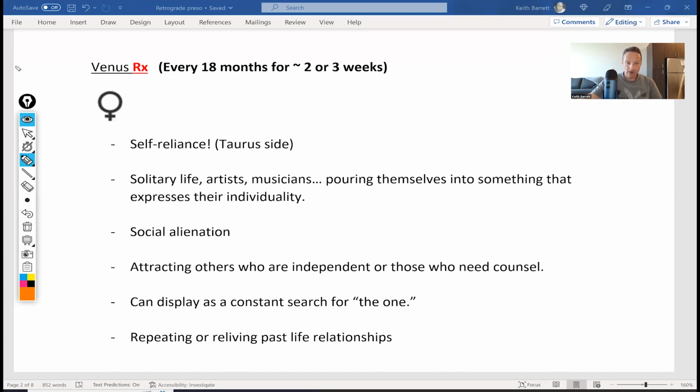The other thing here is attracting others who are independent or those who need counsel, right? So think of relationships here. There's a couple things with relationships. So Venus retrograde typically means you're going to return, like RX, replay relationships from past lifetimes. And so what I've seen here with some people with Venus retrograde in their chart is always searching for the one, right?